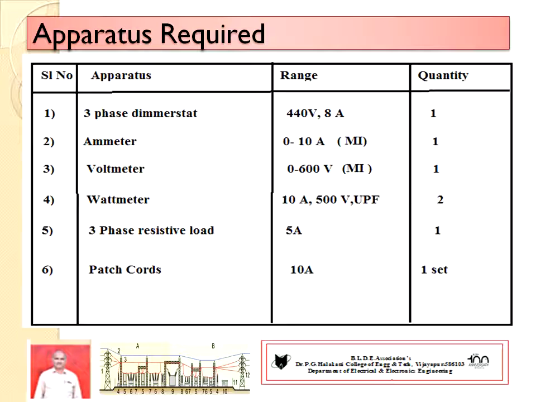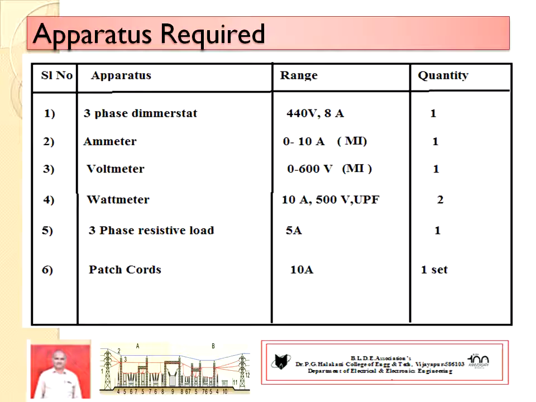After developing the circuit diagram, you make the list of suitable equipment required, also referred to as the list of apparatus. Observing the circuit diagram, you make the list with their specifications. One 3-phase dimmerstat of 440 volts, 8 ampere is required. One ammeter, moving iron type, 0 to 5 ampere, is required. One voltmeter, 0 to 600 volts, moving iron type, is required.